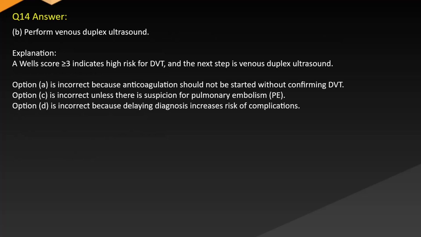Answer B. Perform venous duplex ultrasound. Explanation. A Wells score of 3 indicates high risk for DVT, and the next step is venous duplex ultrasound. Option A is incorrect because anticoagulation should not be started without confirming DVT. Option C is incorrect unless there is suspicion for pulmonary embolism (PE). Option D is incorrect because delaying diagnosis increases risk of complications.